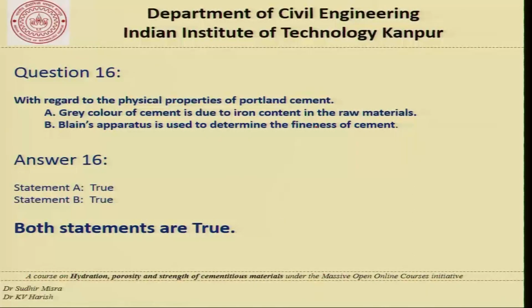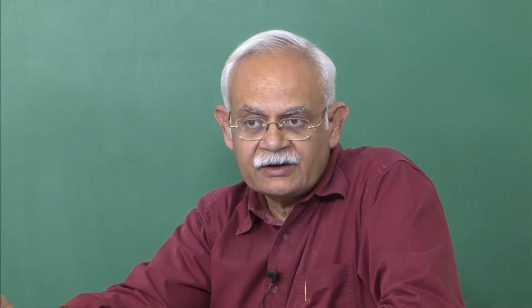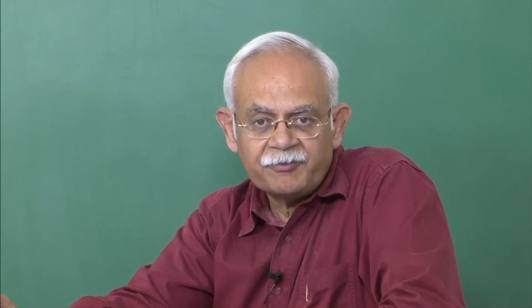The grey color of cement is due to the iron content in the raw materials, and the Blaine's apparatus is used to determine the fineness of cement. Both these statements are true. The Blaine's apparatus actually works on the principle of permeability of air through a packed bed of materials.